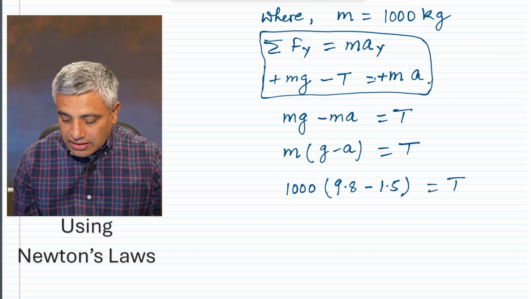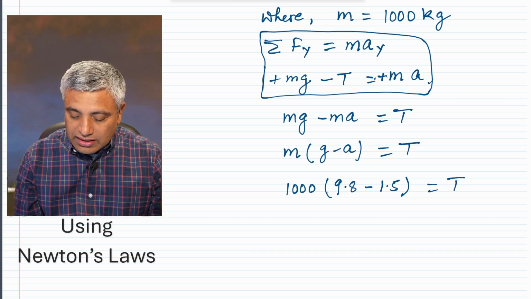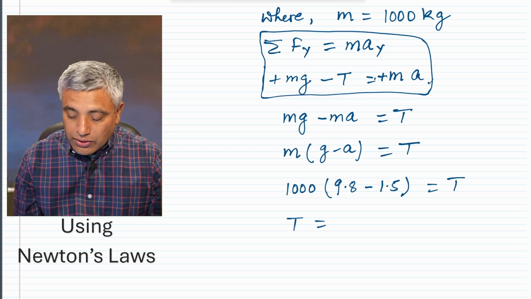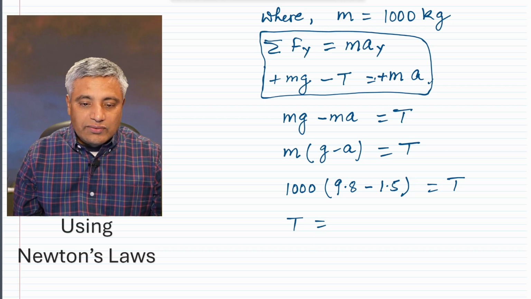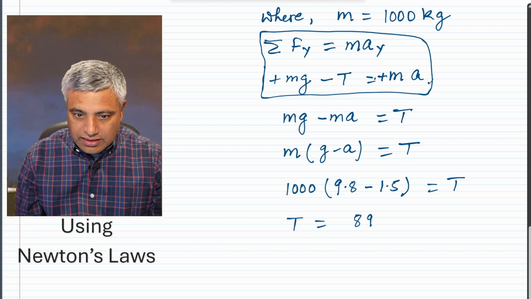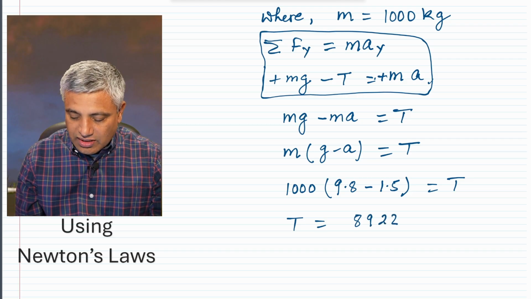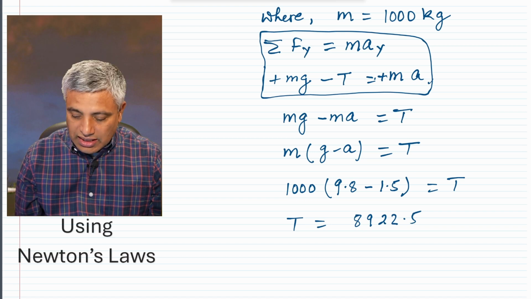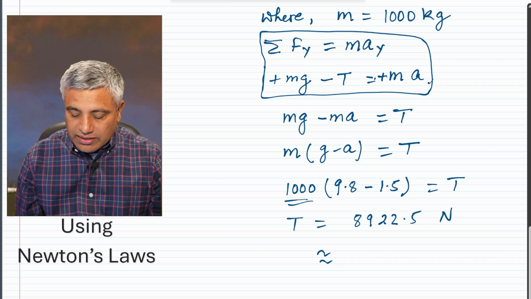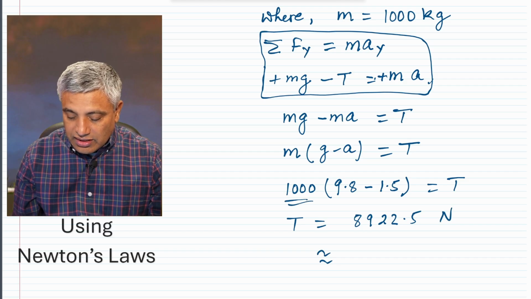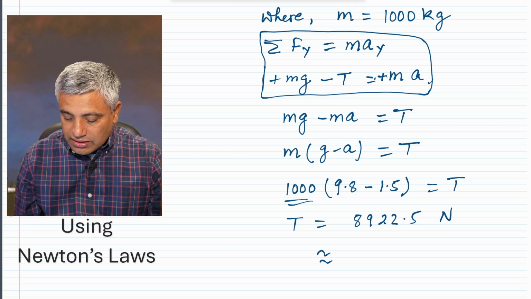So that is the tension. And again, this is kilogram, and these are meters per second squared. That's going to give us Newton, and that's the unit of force. Looks like we get 8922.5. I am simply rounding this to 1 sig fig because mass is given in 1 sig fig. So that gives me just 9,000 Newton.